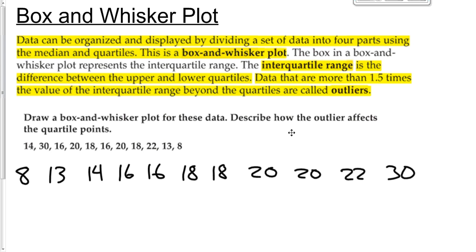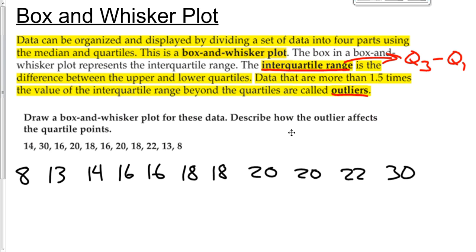There's also this term called the interquartile range, and it is the difference between your upper and lower quartiles. So remember how the range of any set of data is the highest point minus the lowest point. Well, the interquartile range is Q3 minus Q1. Not a huge reason to use it other than to check for something called an outlier. An outlier is data that is 1.5 times the value of the interquartile range beyond a quartile. Now that's kind of a weird definition. I'll show you what that actually means once we make our plot.